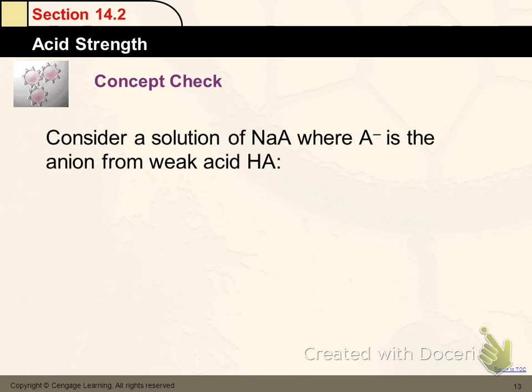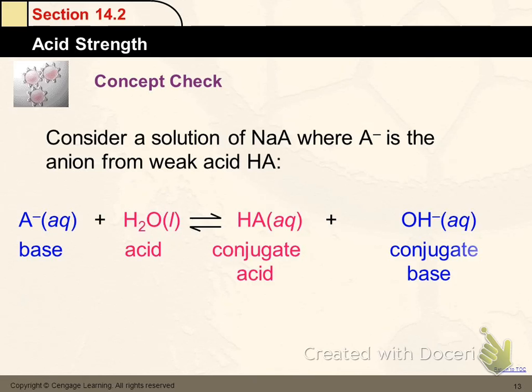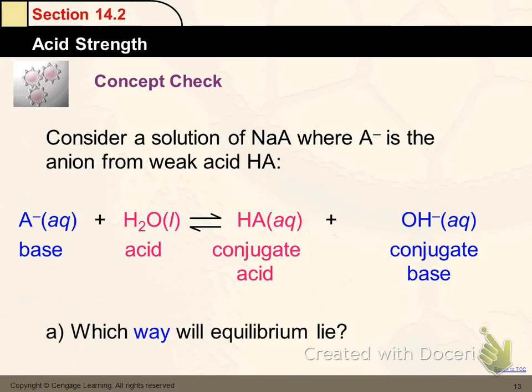And last but not least, this is where I want to leave you for today, and we'll pick this up in class tomorrow. Consider the solution of sodium salt with its anion, where A- is the anion of the weak acid HA. Which way will the equilibrium lie? Because of the fact that we say it's a weak acid, where would you expect it to be?